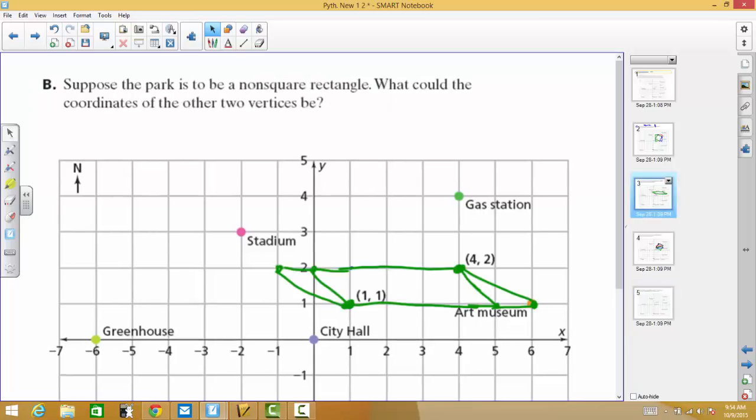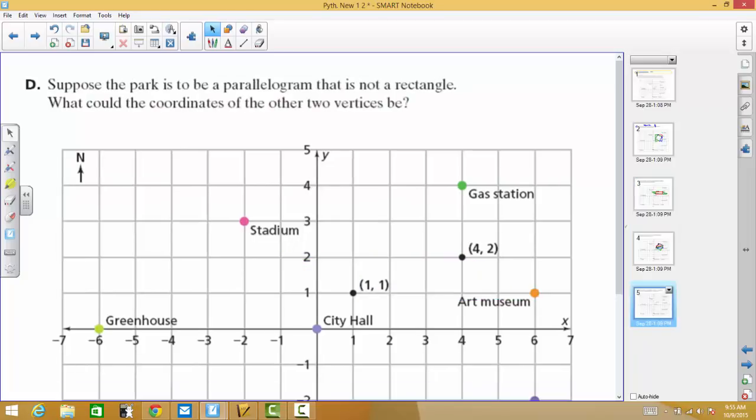Wait a second here. Okay, so for B, I actually just did D. So B is even easier. It's just the basic rectangle, like so. So make B say that. D is now done. And now we're going to flip the page.